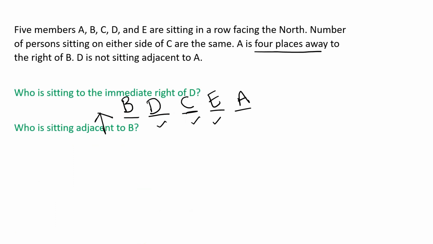Let us solve questions based on this. Who is sitting to the immediate right of D? The answer will be C. Who is sitting adjacent to B? As B is sitting at one of the extremes, you will observe only one neighbor to B. So that's obvious. Your answer will be D. So answer for the second one is D.